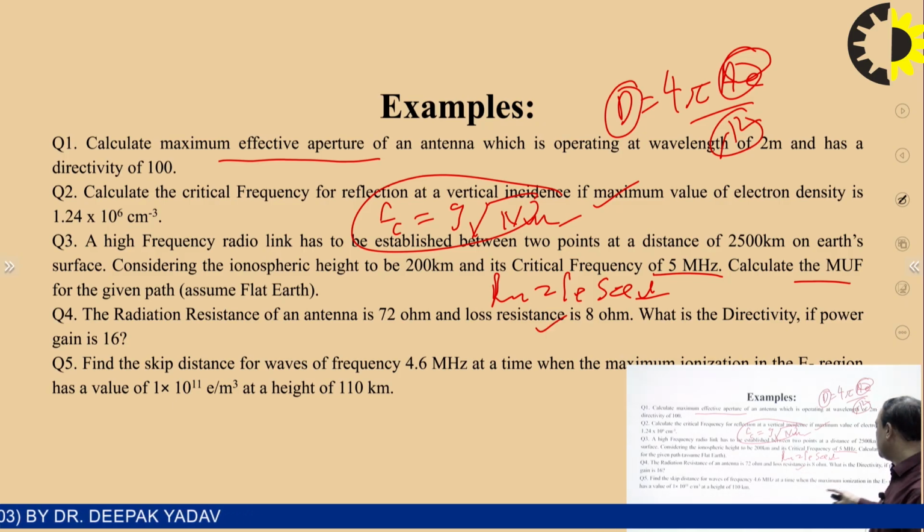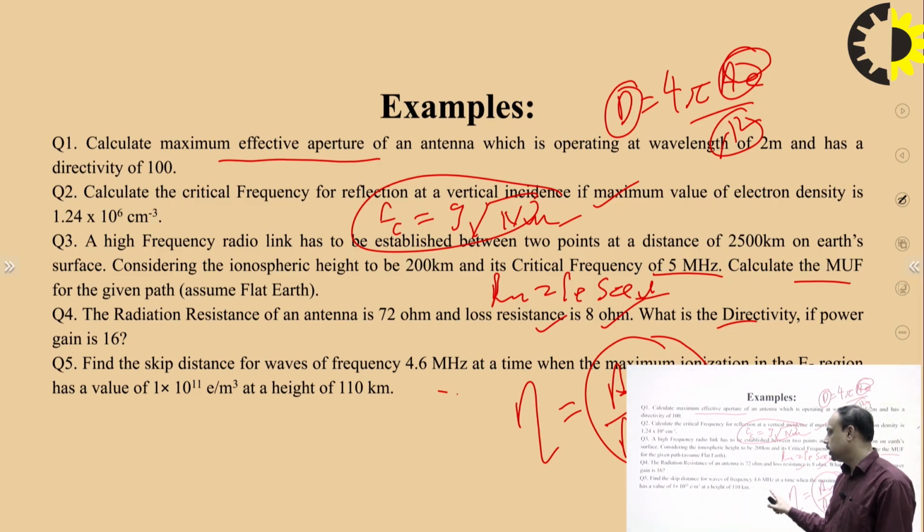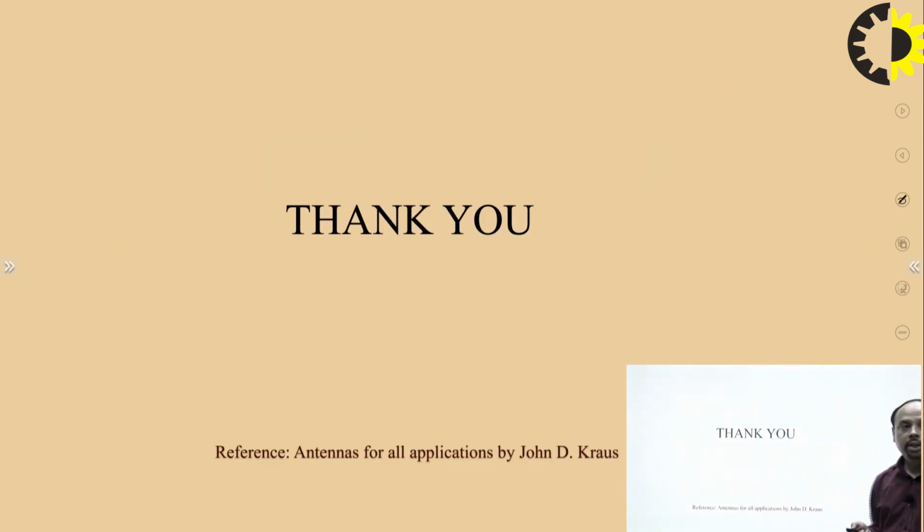Radiation resistance is given, or loss resistance is given. We can calculate the efficiency. Efficiency is nothing but radiation resistance upon radiation resistance plus loss resistance. And if we have the efficiency, we can calculate the directivity, where gain is equal to eta times directivity. We have eta from here. If we put eta over here, we can easily calculate the directivity. Directivity is nothing but gain divided by eta. And in this we again have to calculate the skip distance, for which the formula we already discussed in this lecture.